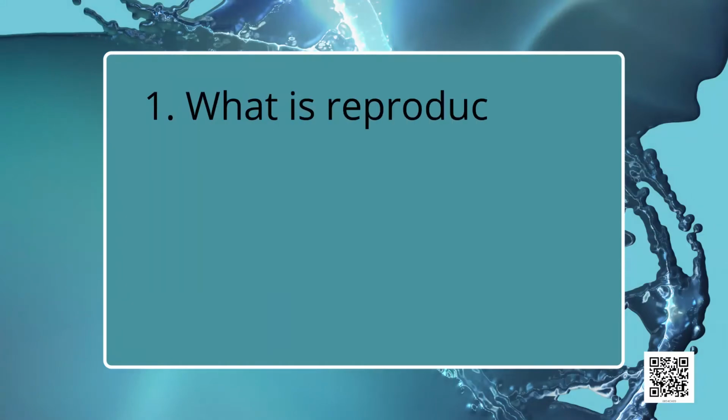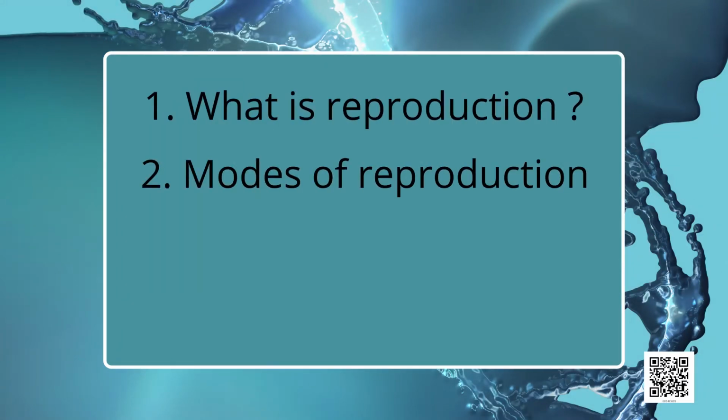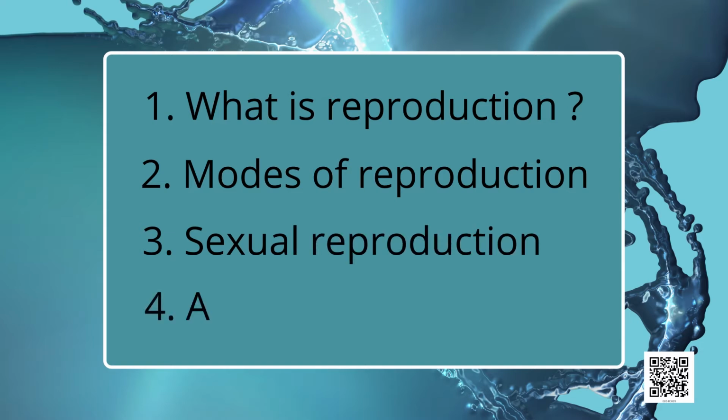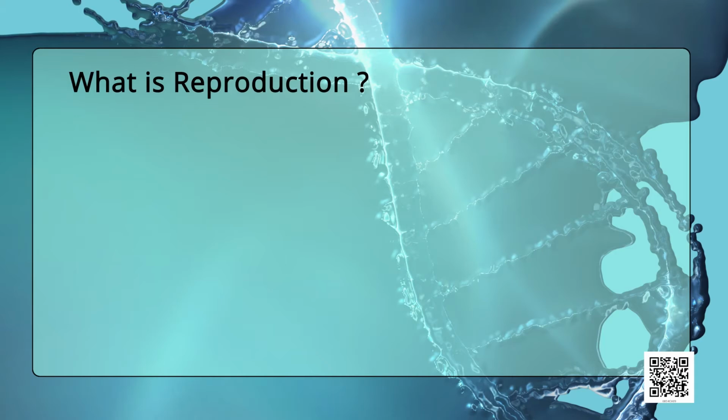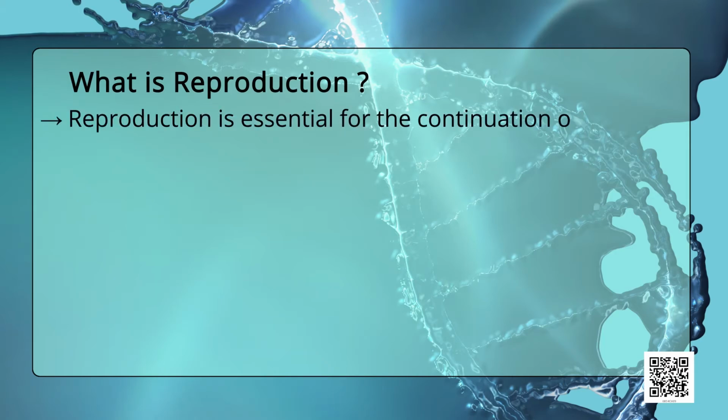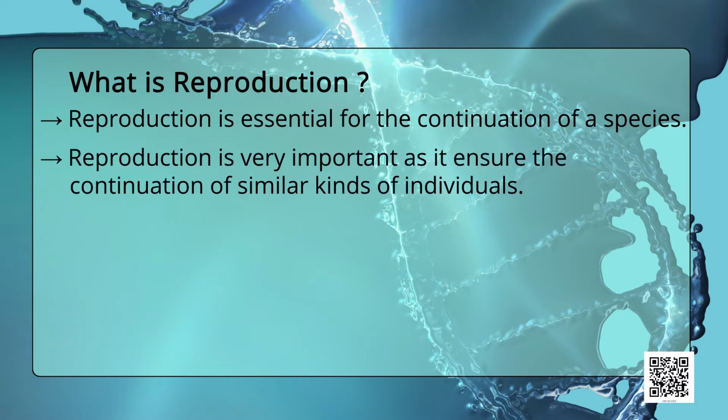What is reproduction? Modes of reproduction, sexual reproduction, asexual reproduction. Reproduction is essential for the continuation of a species. Reproduction is very important as it ensures the continuation of similar kinds of individuals generation after generation.